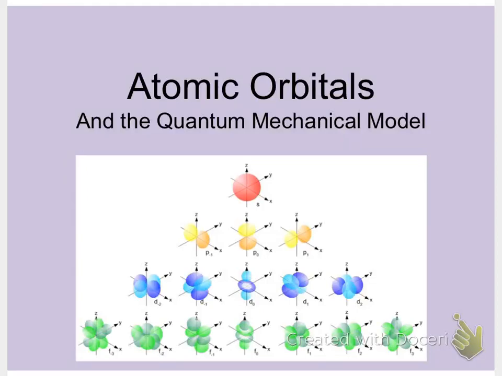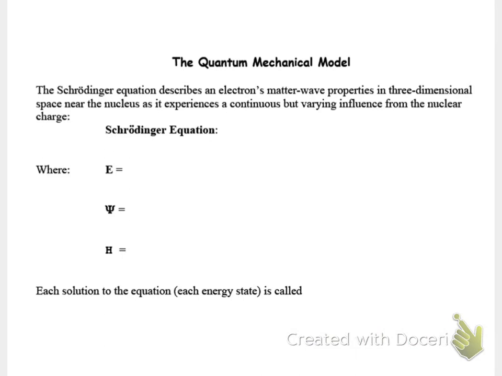This podcast talks about atomic orbitals and how they fit into the quantum mechanical model of the atom. So the Schrödinger equation describes how an electron's matter and wave properties fit in three-dimensional space, and how they are arranged around the nucleus.